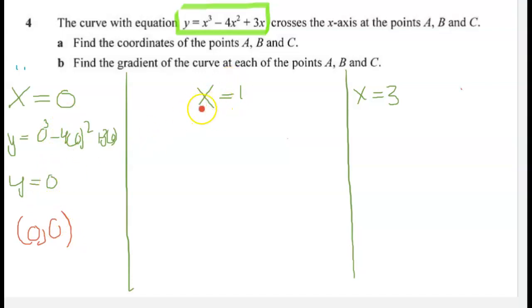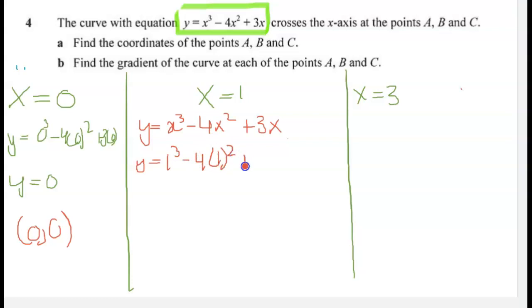Now I need to put in when x is 1, so I need to write this thing again. So let me write it properly. y equals x cubed minus 4x squared plus 3x. So wherever there is an x, I'm going to put 1. So y equals 1 cubed minus 4 times 1 squared plus 3 times 1. Let's write it down. So 1 cubed is 1, 4 times 1 squared is 4, plus 3. What's the value of y? 0. Yeah, y is 0. Now put that one there as well.